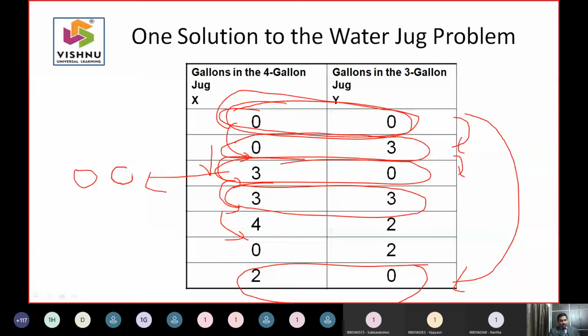From 30, can I get 00 as the next state? Sir, yes, it is possible. It is possible, but this 00 will not result in any goal state. That is the reason we are not going to that part.